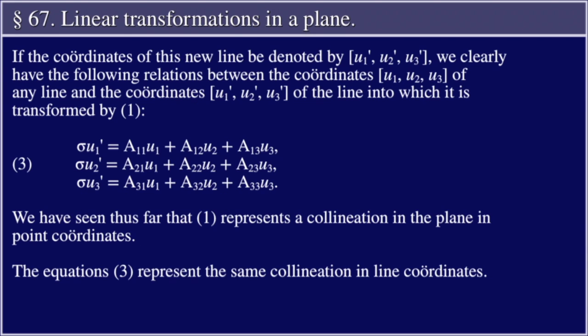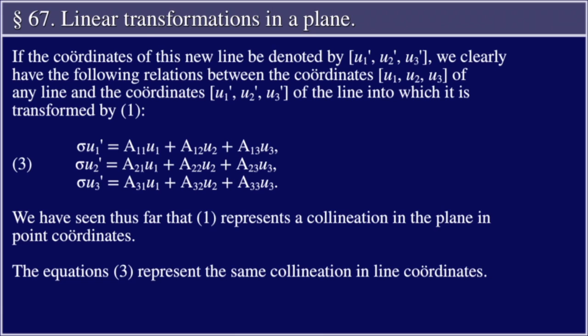If the coordinates of this new line are denoted by u1', u2', u3', we clearly have the following relations between the coordinates u1, u2, u3 of any line and the coordinates u1', u2', u3' of the line into which it is transformed by equations 1. Equations 3: sigma u1' equals a11 u1 plus a12 u2 plus a13 u3. Sigma u2' equals a21 u1 plus a22 u2 plus a23 u3. Sigma u3' equals a31 u1 plus a32 u2 plus a33 u3.